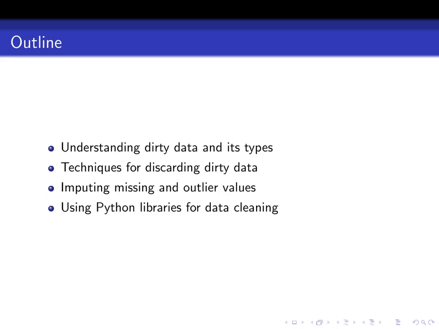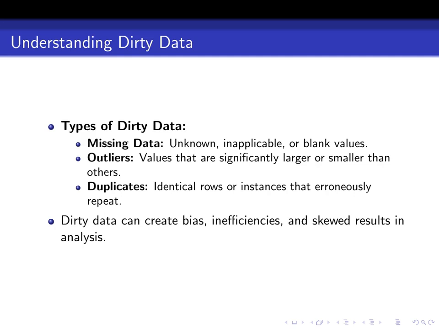Let's begin. Dirty data refers to inaccuracies in datasets that can affect analysis. There are three common types of dirty data. Missing data, which includes unknown or blank values. Outliers, which are significantly large or small values that skew results. And duplicates, where identical rows erroneously repeat. Addressing dirty data is crucial to avoid bias and inefficiencies in your analysis.